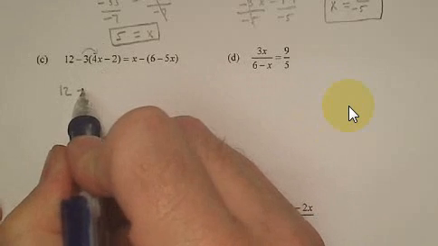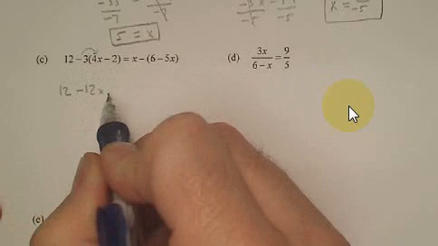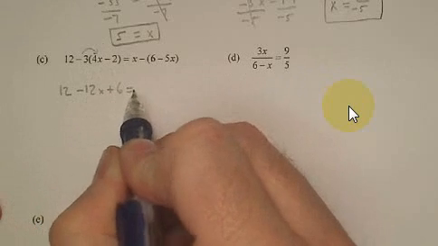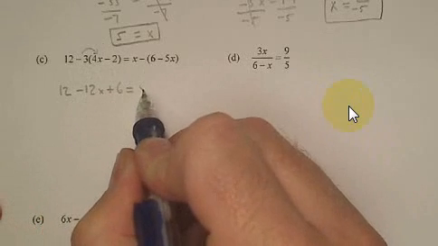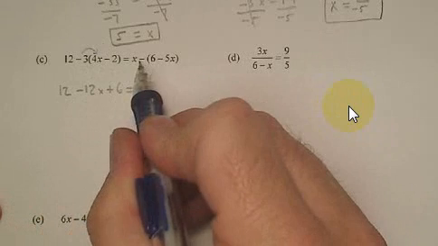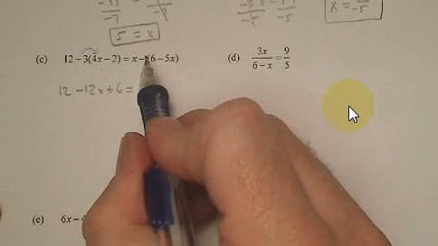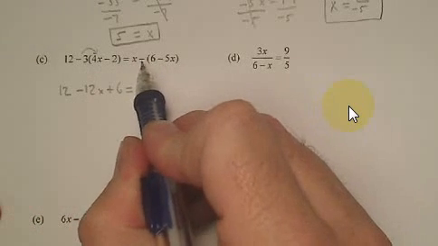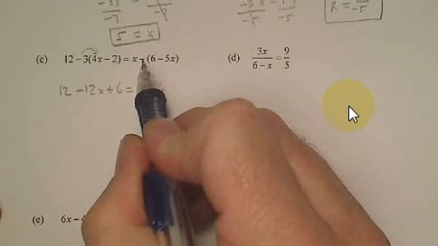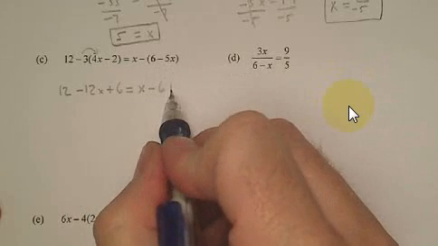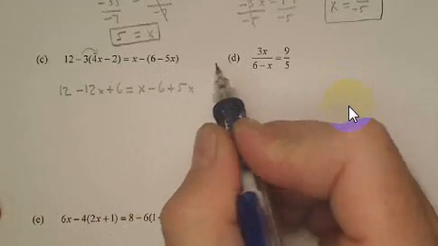Negative 3 times 4x is negative 12x. Negative 3 times negative 2 is positive 6. Bring down your equals, bring down that x. Here's a negative symbol, which is just like negative 1, so you got to distribute a negative 1 across these two guys. So negative 1 times 6 is negative 6. Negative 1 times negative 5x is positive 5x.